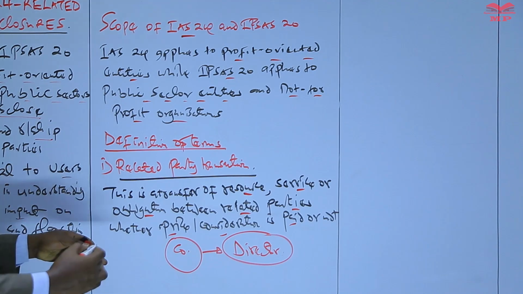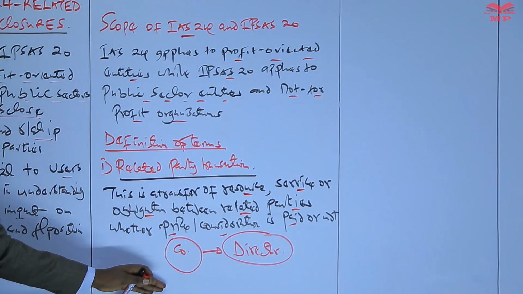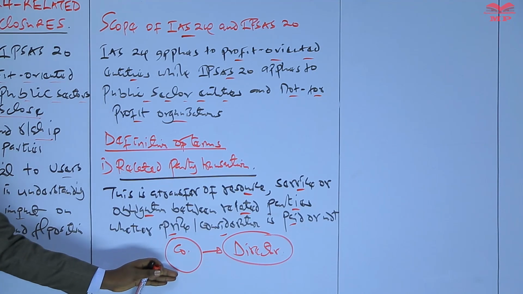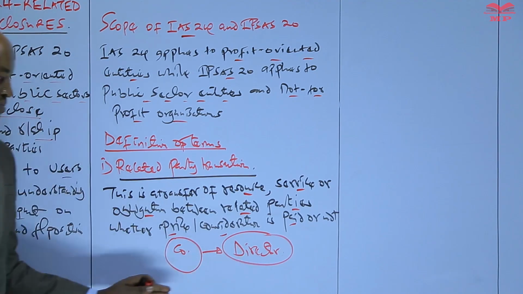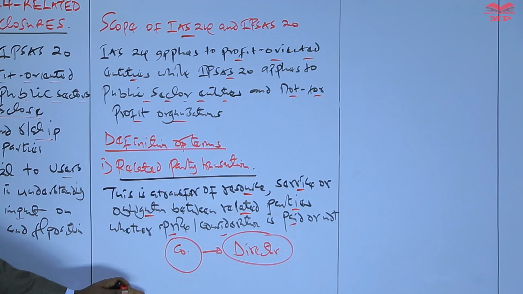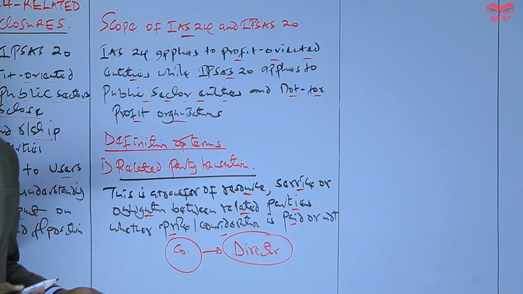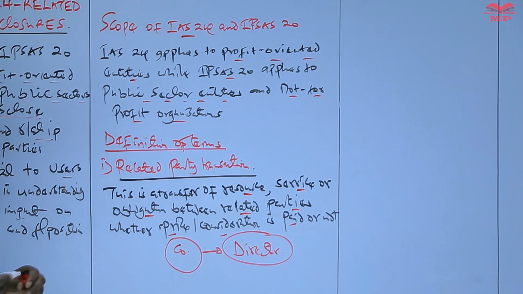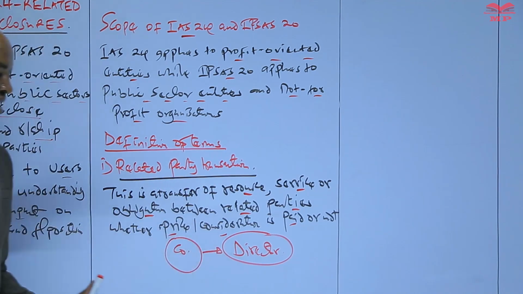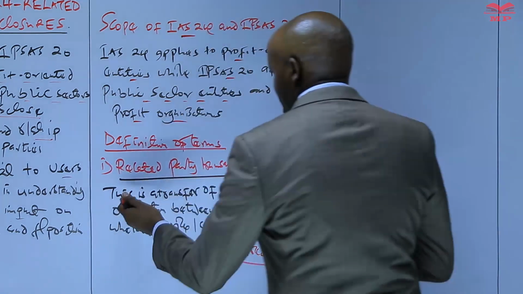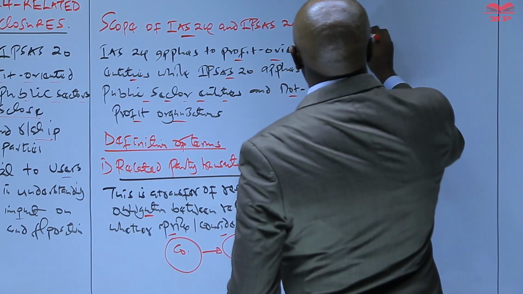So any transaction between a company and a director, for example, where the director provided some services to the company and maybe was to be paid some amount of money, or where a director is given a contract by this company to provide certain services or supply certain goods, is a related party transaction. It is a transaction between an entity and a director who is a related party. So that is the first term you must be in a position to define.